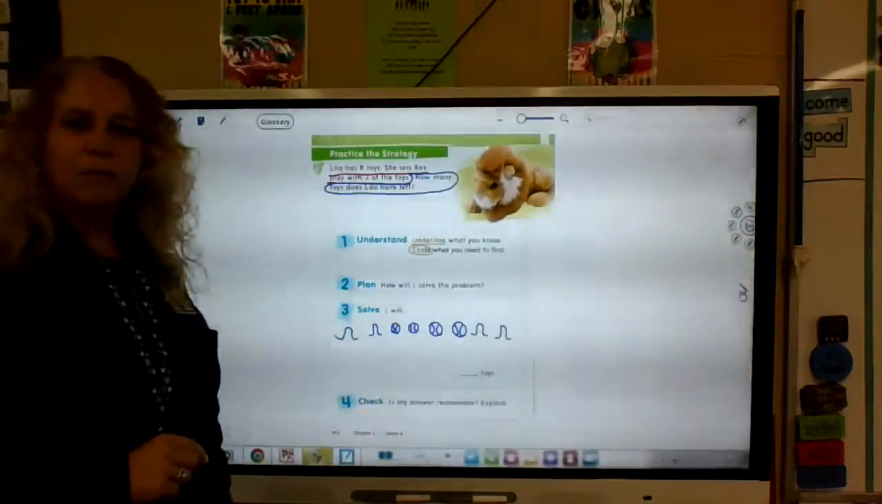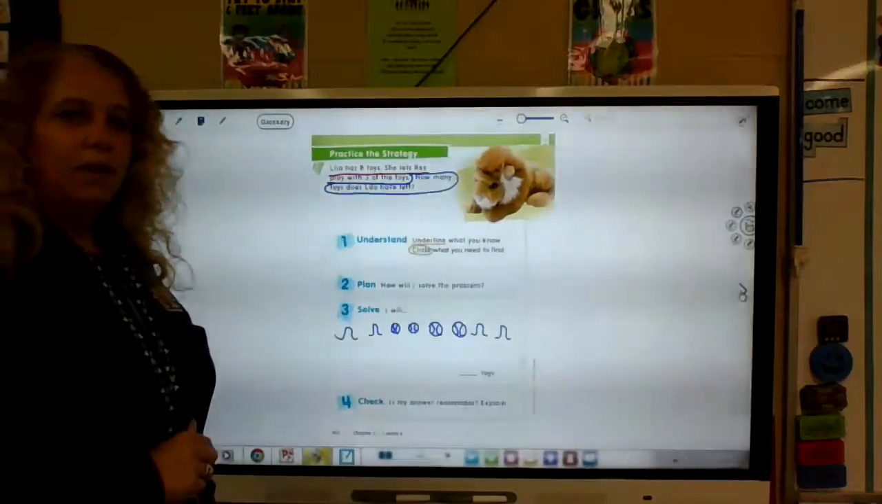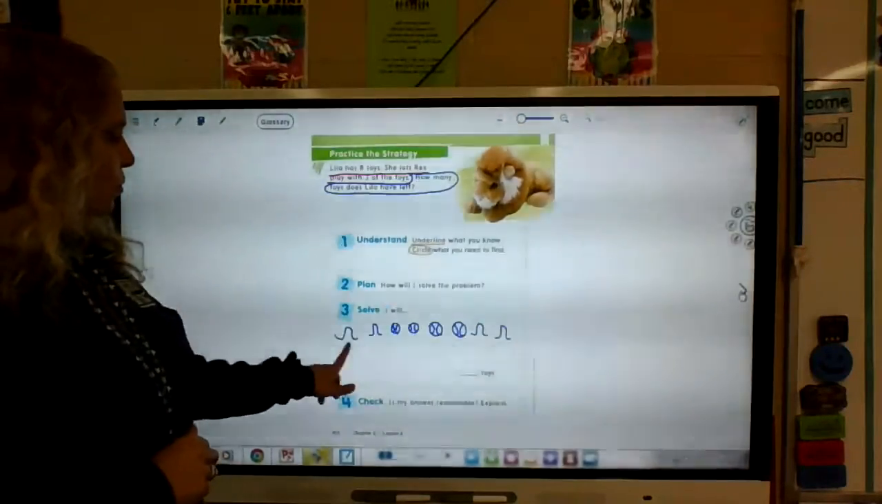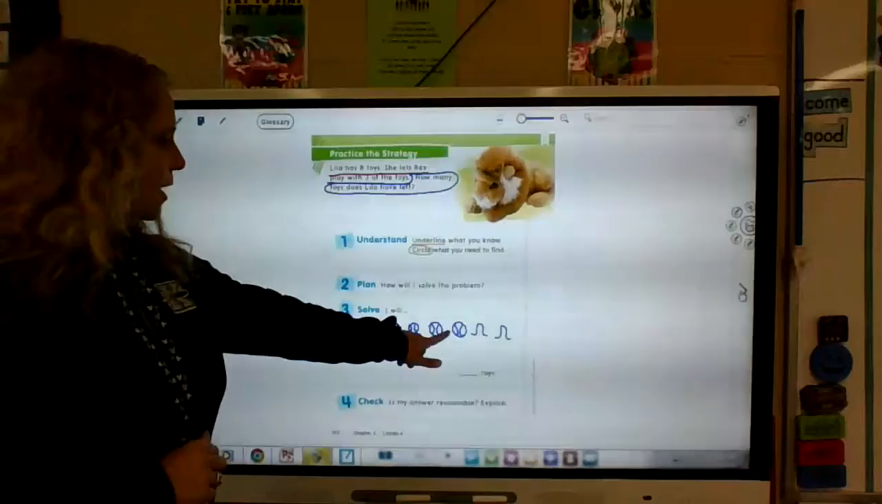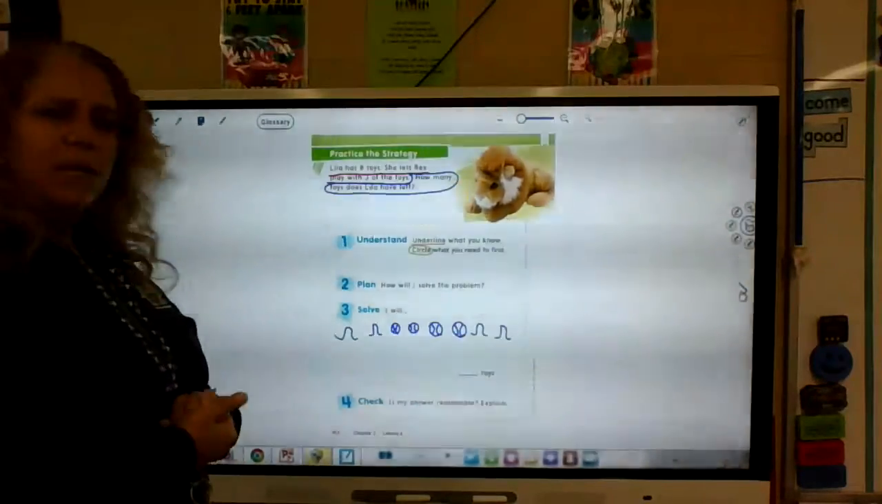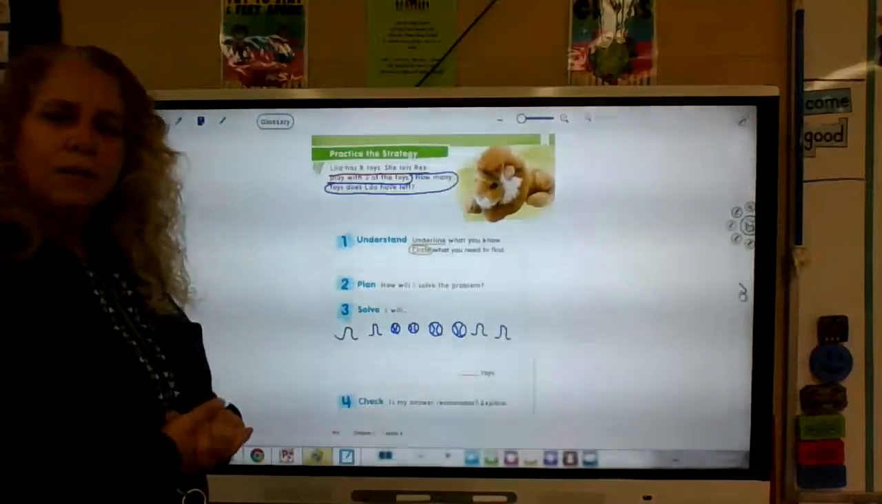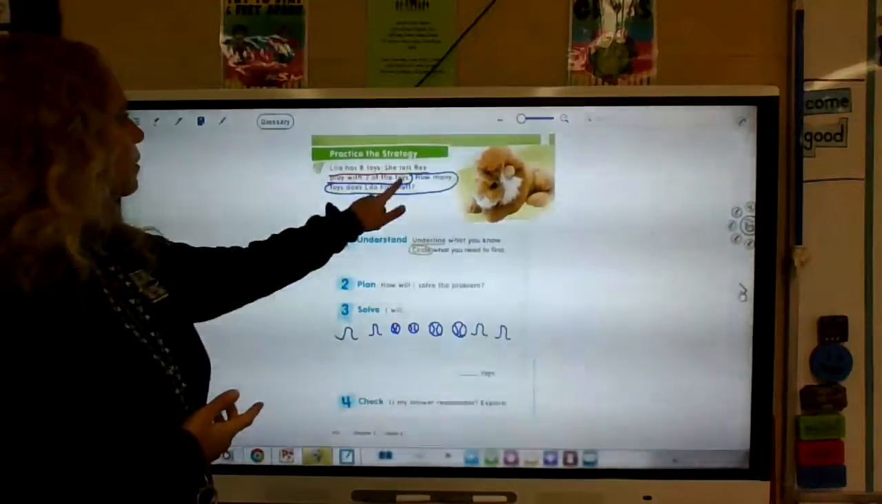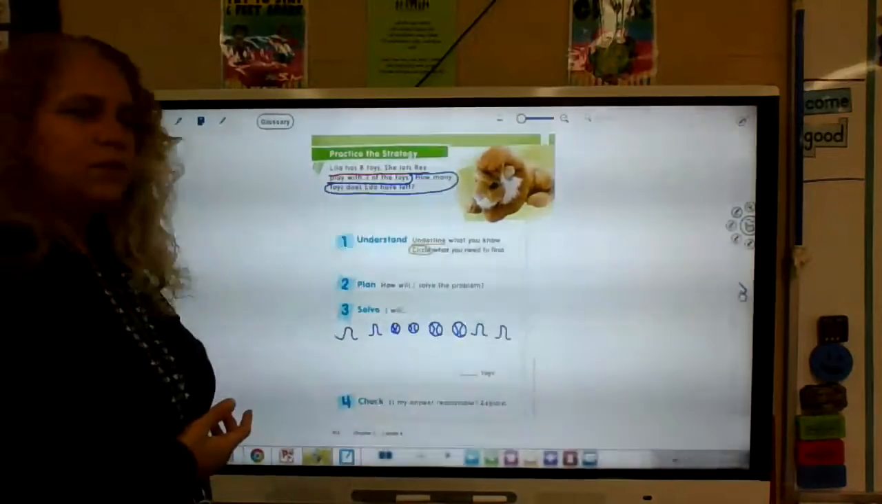If you need to pause me to finish drawing, pause me. Okay, I have 8 total toys. 1, 2, 3, 4, 5, 6, 7, 8. Because we know Lila has 8 toys. How many does she give to Rex? Yes, she gives 3 to Rex.